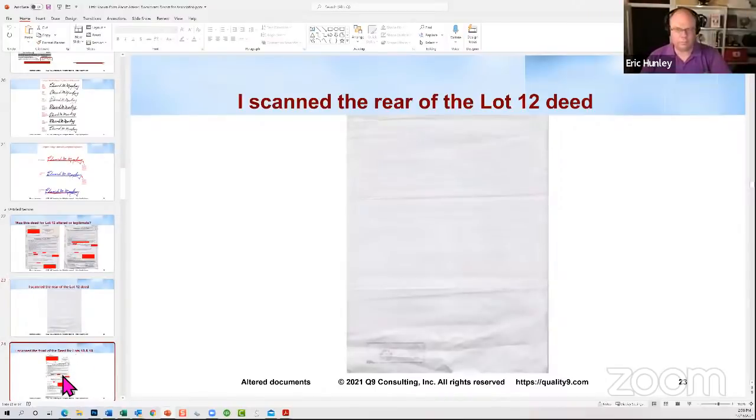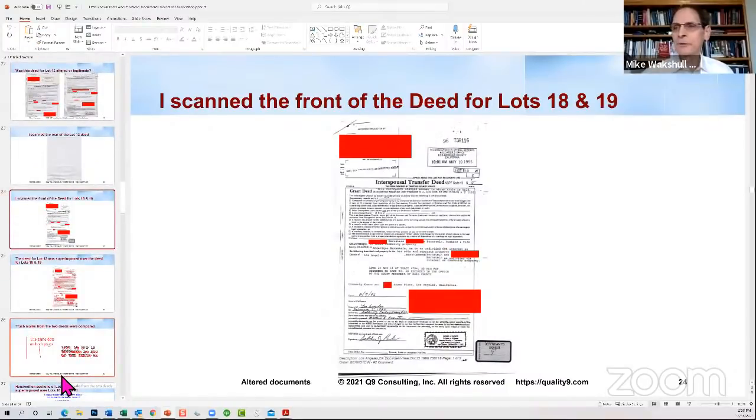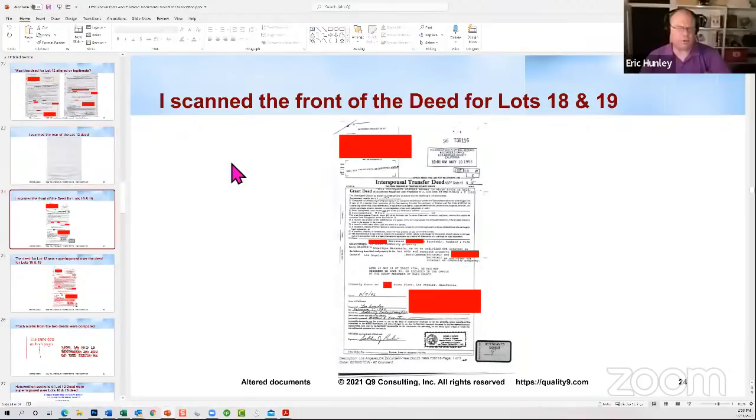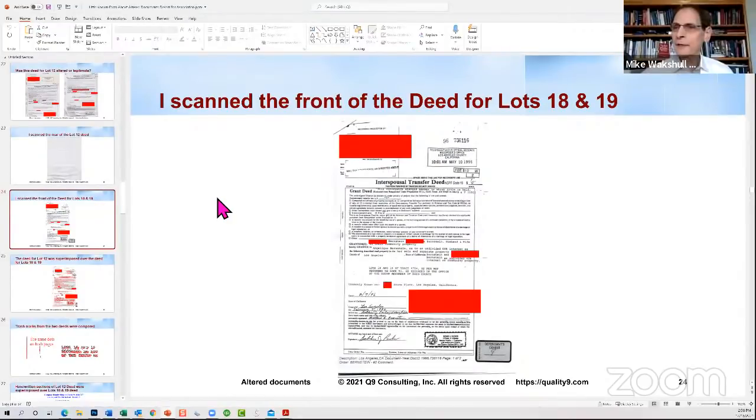Okay. And there's another deed, well, for lots 18 and 19. The one in question is for lot 12. Now, before we go on, because I want to get back, you said you also scan the rear. Is that so you can pick up pressure prints that are going through the other side, like from a signature? Well, I'm going to hold off on that answer. I'm going to show you why.